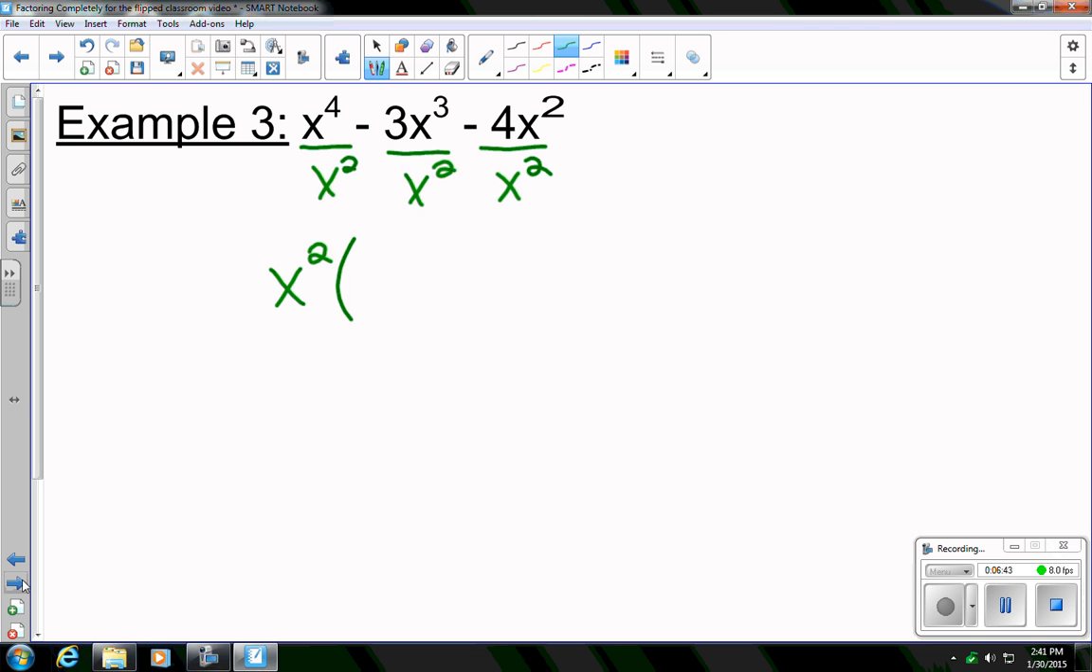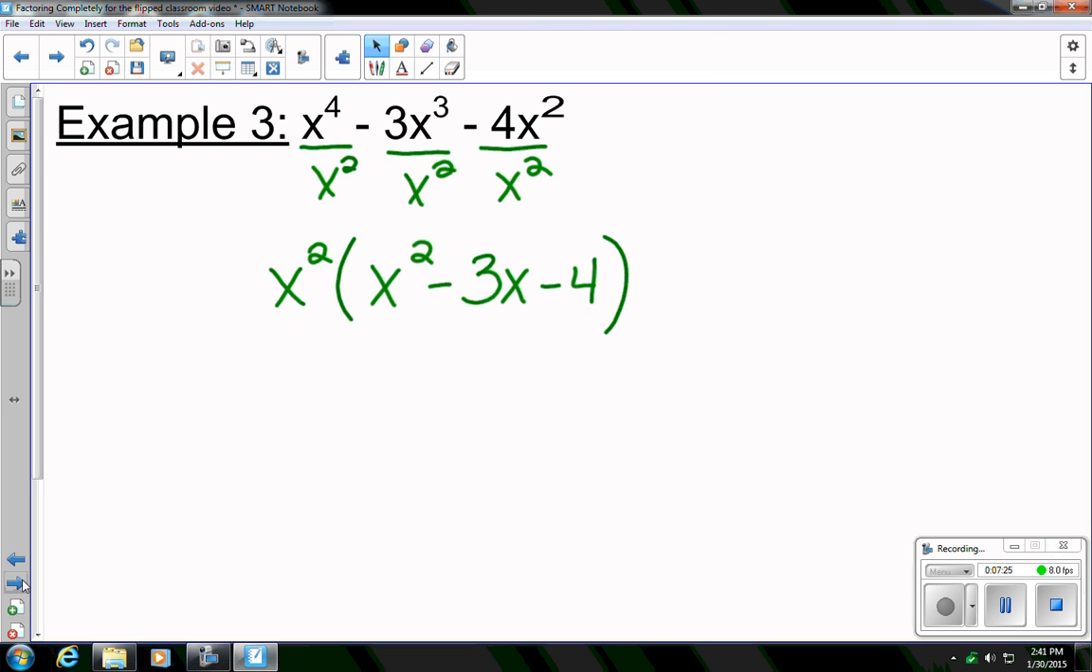So when I factor out x squared, x to the fourth divided by x squared, remember when you're dividing you subtract exponents. So 4 minus 2 is 2. So we're left with x squared minus 3x cubed divided by x squared. 3 minus 2 is 1. So it's x to the first, or just x. And in the last term, we have minus 4 because the x squareds cancel each other out because anything divided by itself is 1. So now we've used GCF, and if you take a look at what's left over inside the parentheses, we have a trinomial.